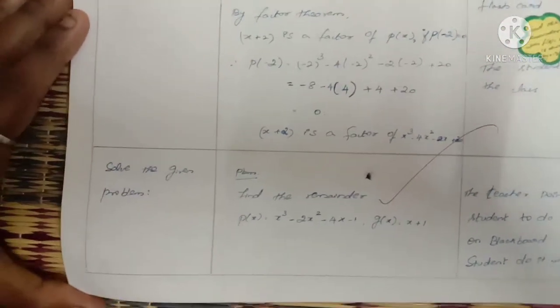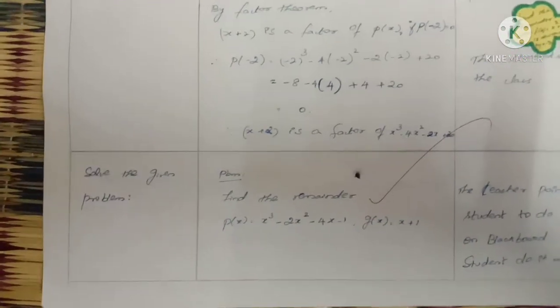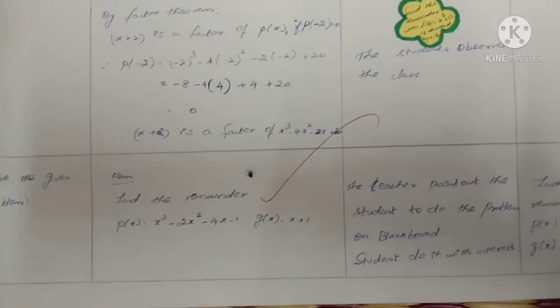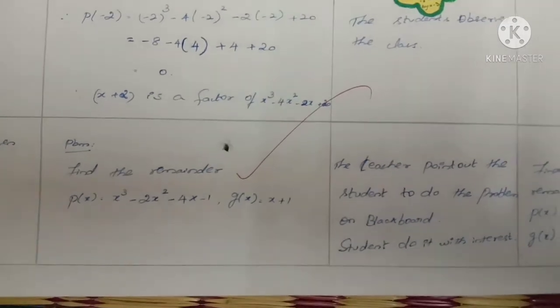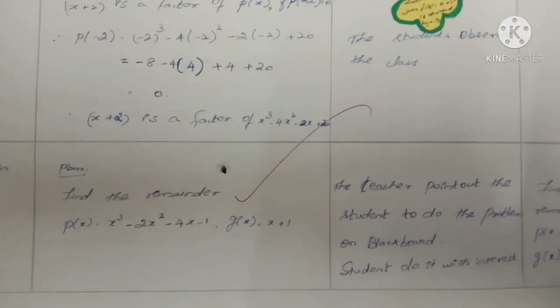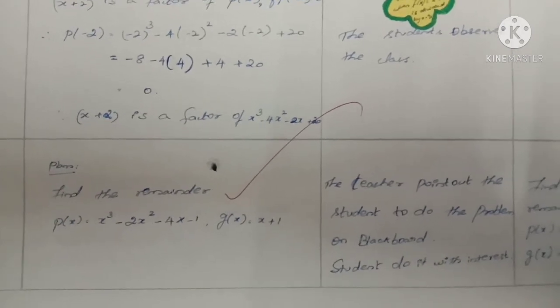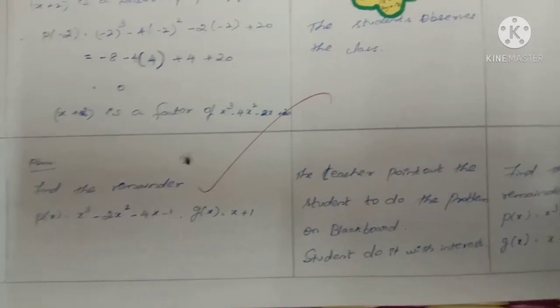In the next row, solve the given problem. In the next box, write the problem. Find the remainder when p of x equal to x cube minus 2x square minus 4x minus 1, g of x equal to x plus 1.